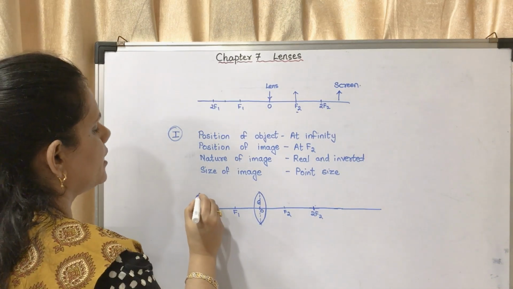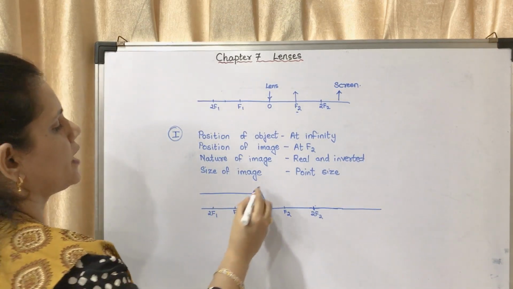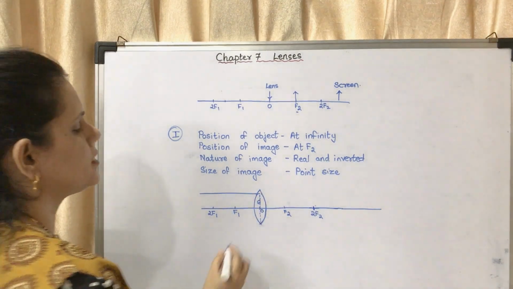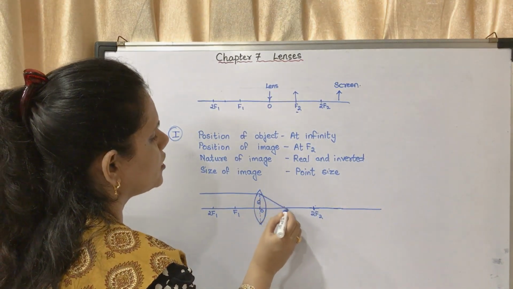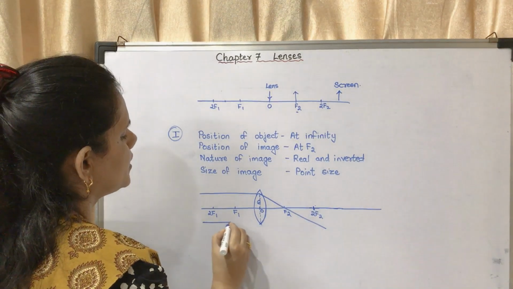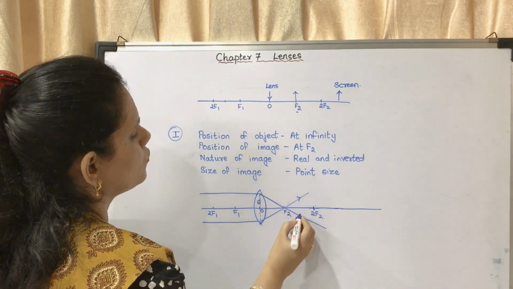The straight line passing parallel to the principal axis. Okay, this is the line. Actually, it should be inside the lens. After refraction, it passes through the focus. One more ray you may see: the ray passing parallel to the principal axis passes through the focus.